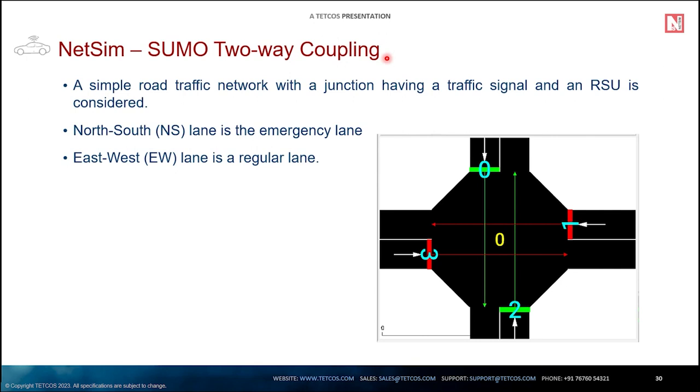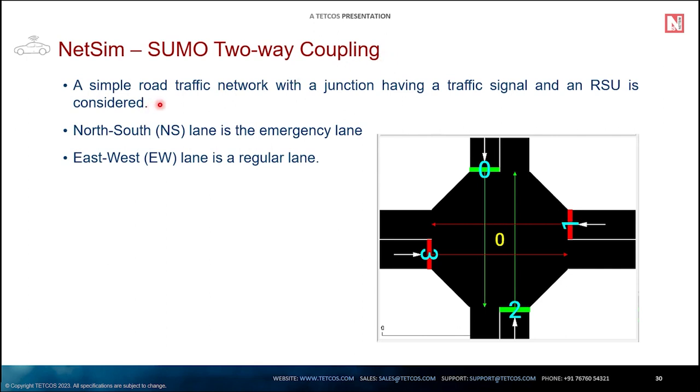As an example, we'll now look at the dynamic traffic signal control which uses NetSim SUMO two-way coupling. This project is available in NetSim File Exchange with source codes and documentation. Our File Exchange link will be given at the last slide of this webinar.